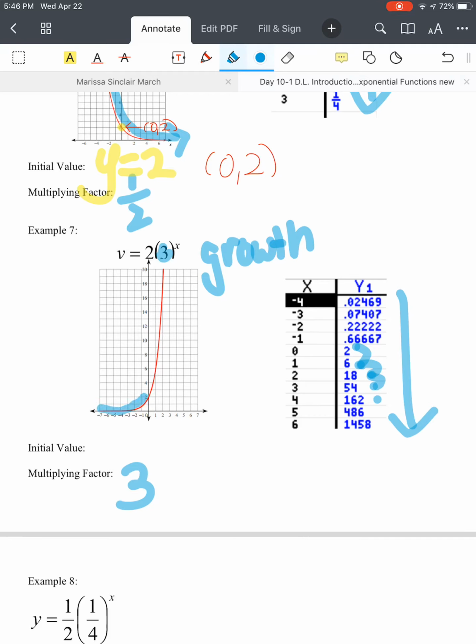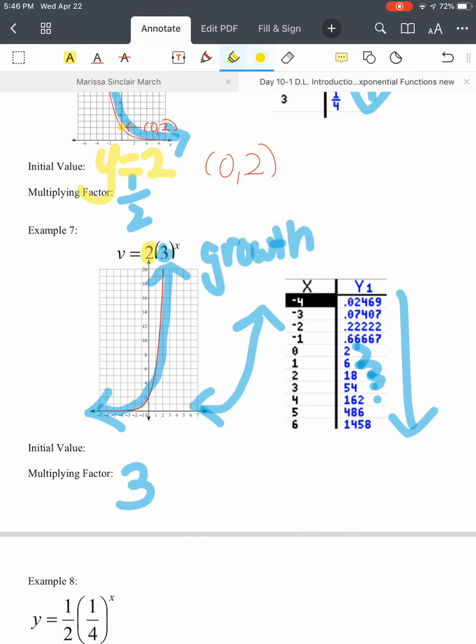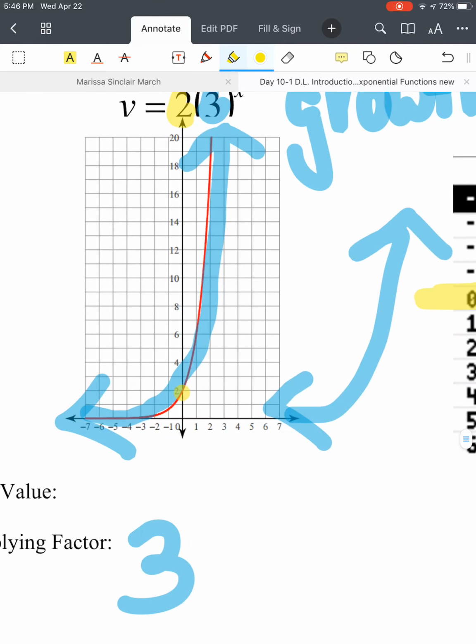And we know it's growth because it looks like a growth shape. We know that the exponential growth graphs look like that. Okay, my initial value, my y-intercept is 2. (0, 2). When x is 0, y is 2. I could see that right here on the graph.